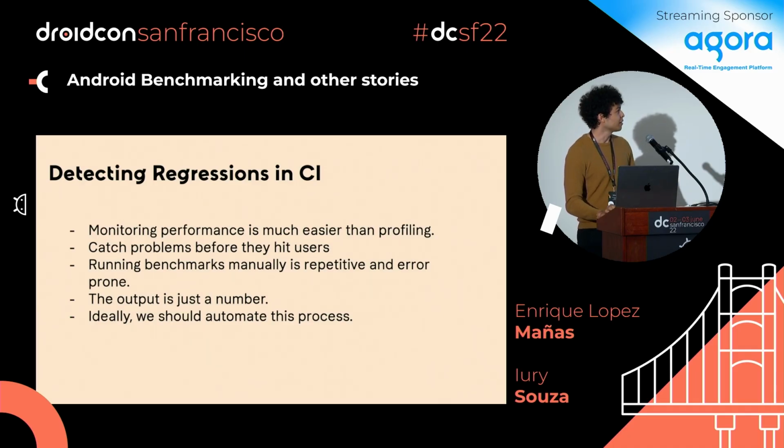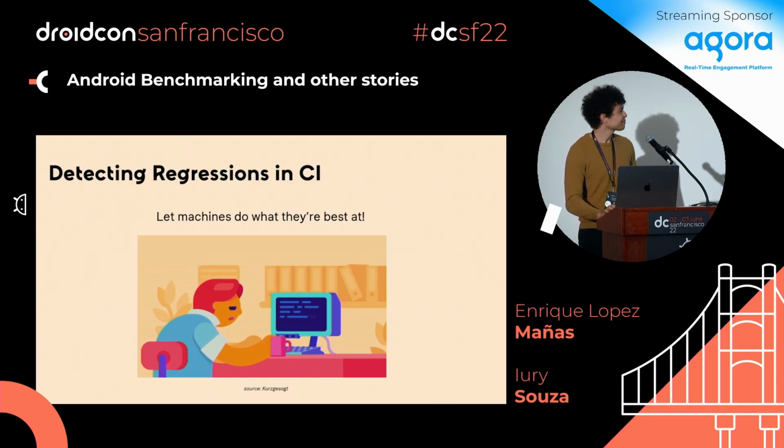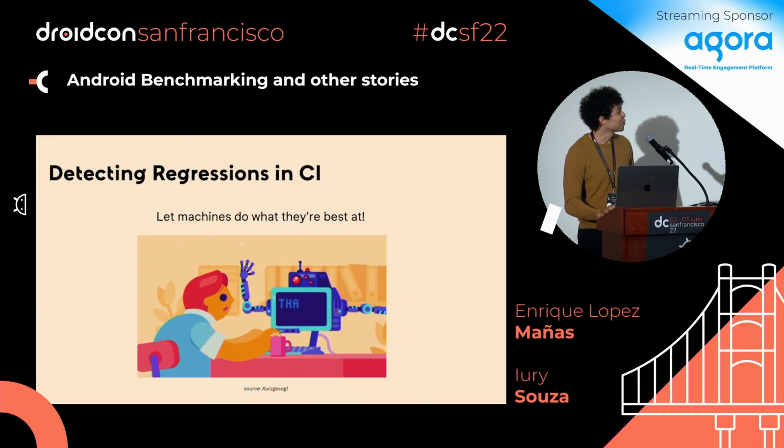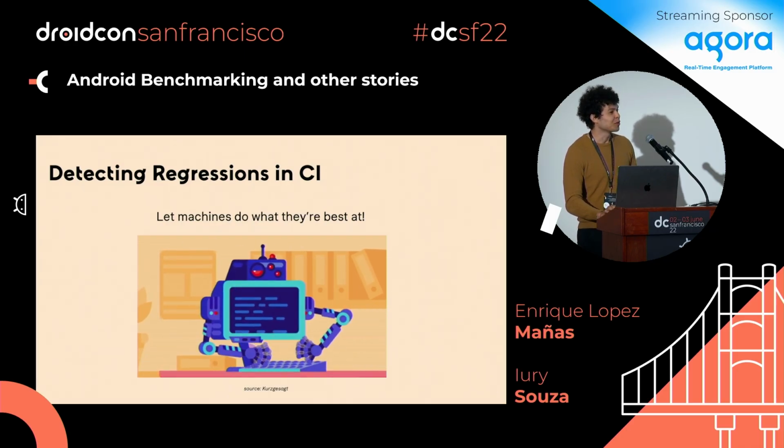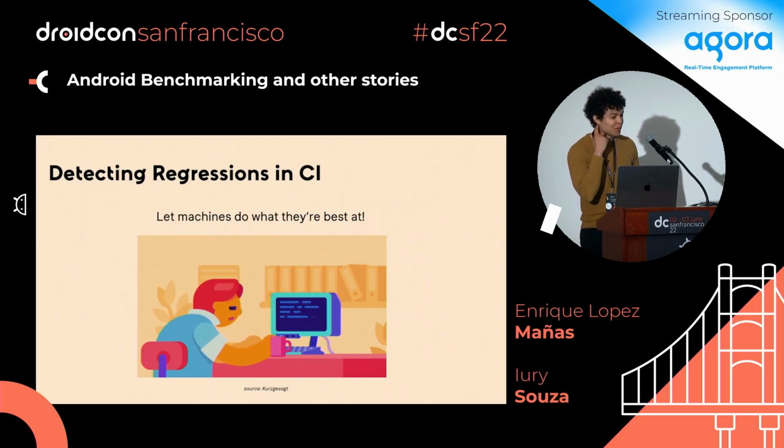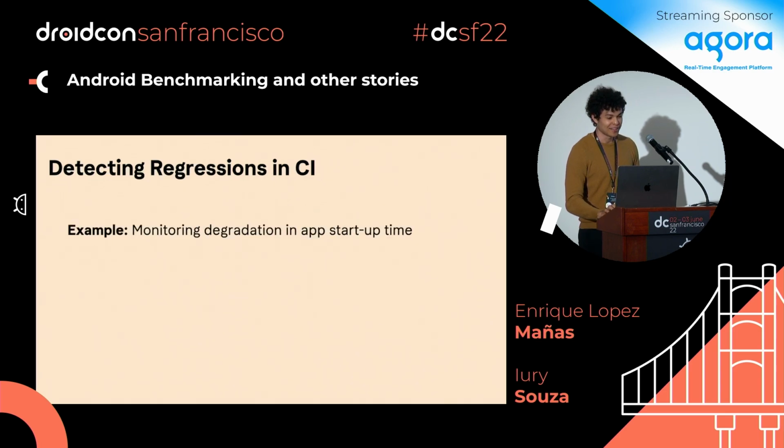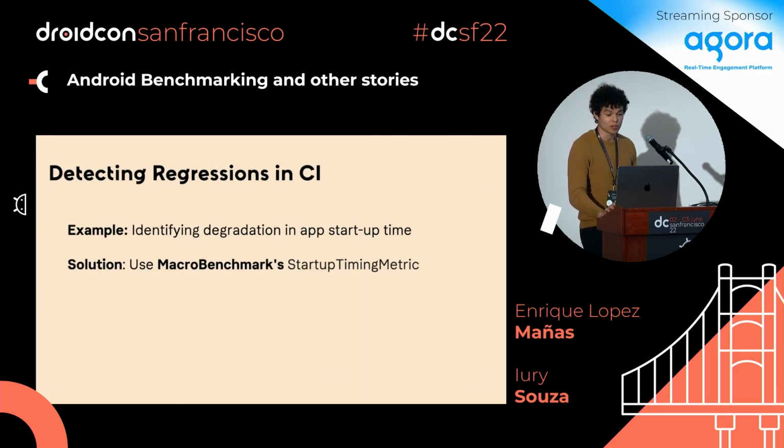So, like I said, ideally we should automate this process. And this is from Kurzgesagt. We want to use machines to do what they're best at, right? So how can we do that? Let's go over a basic example. Maybe we want to monitor degradation in app startup time. Like Enrique was mentioning, we can use the macro benchmark library for that. It has this startup timing metric, so you can take advantage of that.